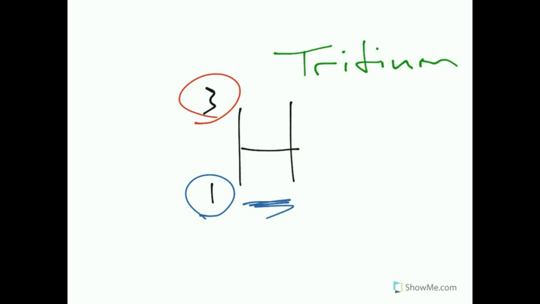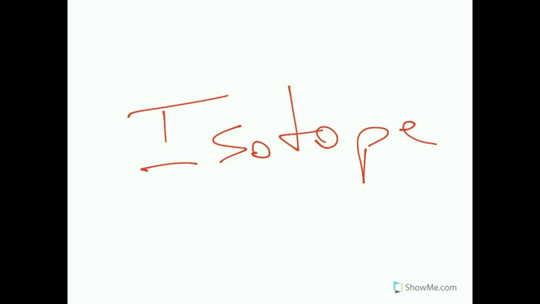So these 3 things, protium, deuterium, and tritium, they're all hydrogen, but they're different forms of hydrogen. They differ in the number of neutrons in the nucleus. Protium doesn't have a neutron. Deuterium has 1, tritium has 2. Collectively, these are called isotopes. An isotope is a version of an atom of the same element, but it has different number of neutrons.